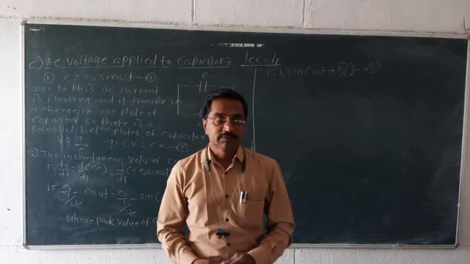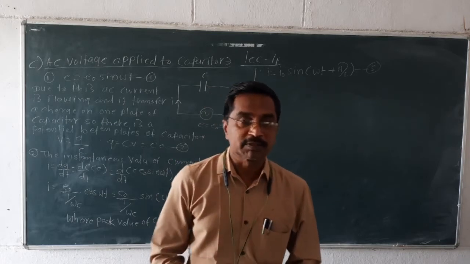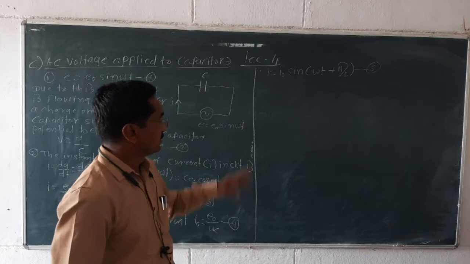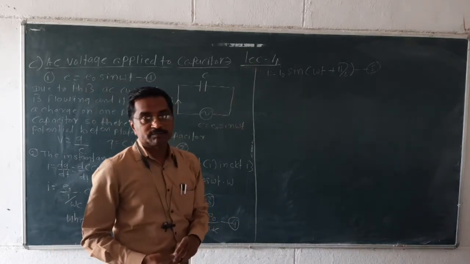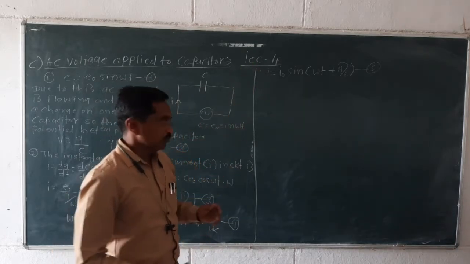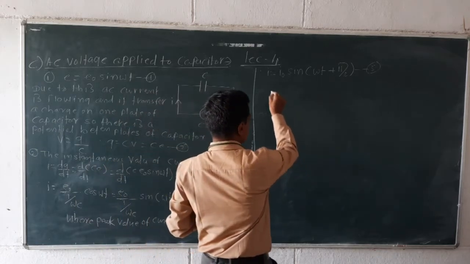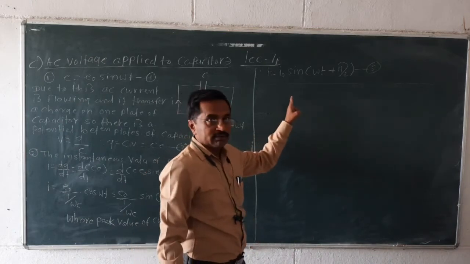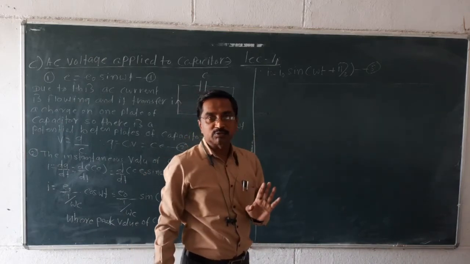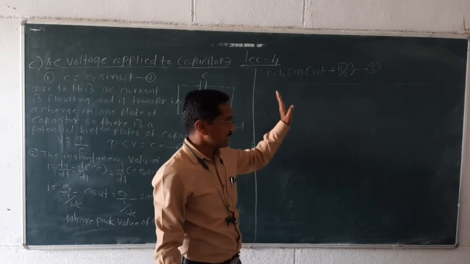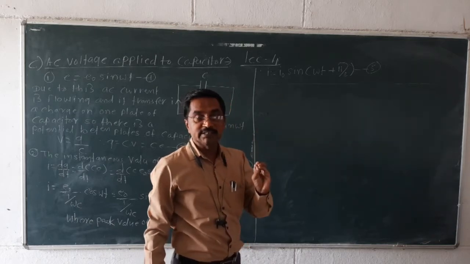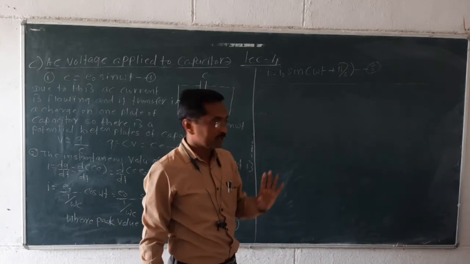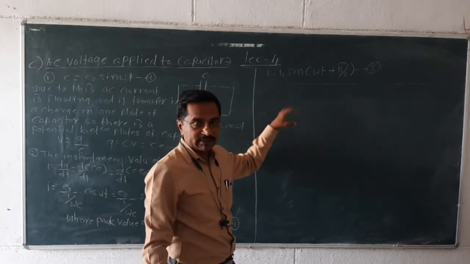Hello student, this is lecture number 4 on the chapter AC circuits, chapter number 13 from physics. Before starting this lecture, in the previous lecture, lecture number 3, we studied the AC voltage applied to the inductor, and from that lecture one point is remaining. First, we will complete that point, then we proceed.